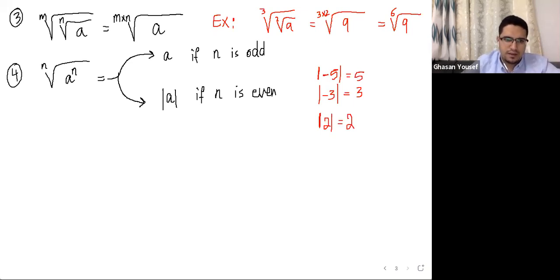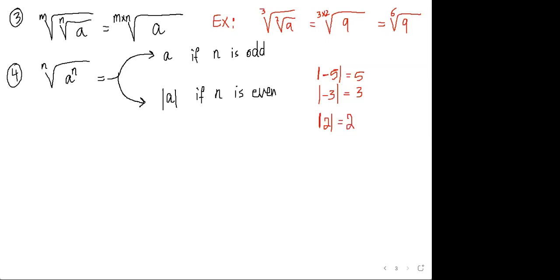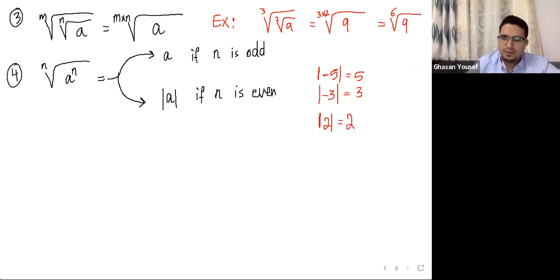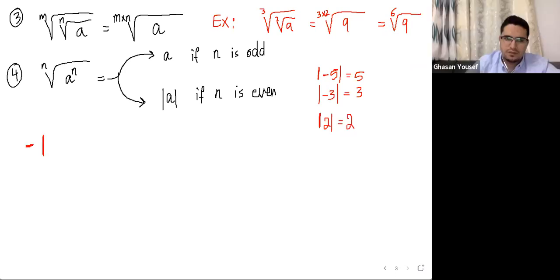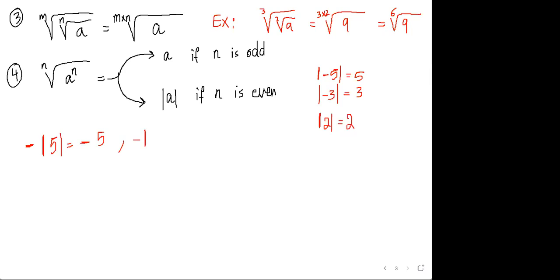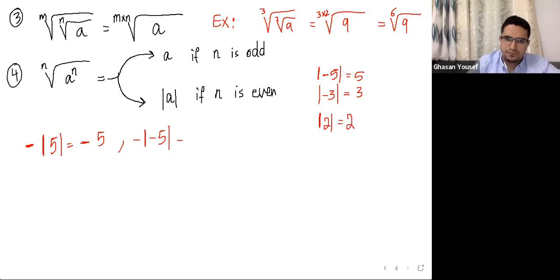Yes, a question? What if the negative sign is outside of the absolute value, like the brackets? It will not affect the absolute value. They will keep it minus. For example, the negative of the absolute value of 5 is equal to -5. If I have another one, like the negative outside and -5 inside, the negative stays outside, and we change the -5 to 5, so it gives me -5. Make sense?